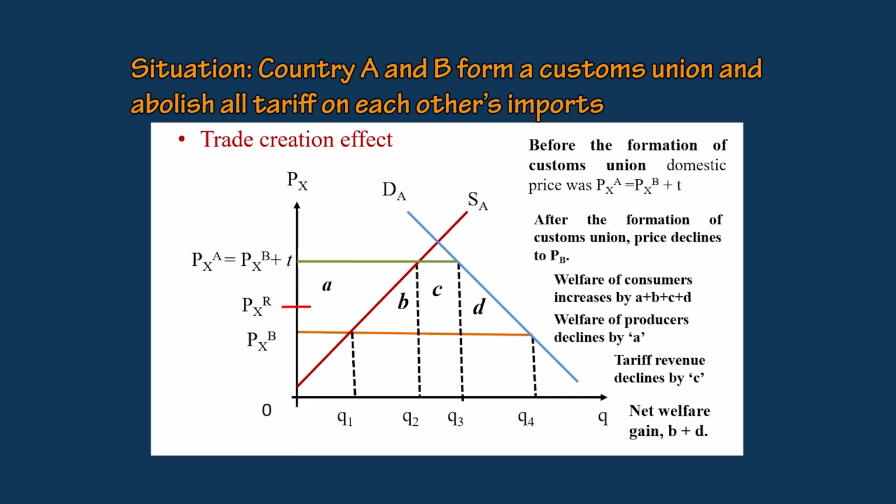What is the negative one? A and C. So if you deduct A and C from A plus B plus C plus D, what do you gain? There is a net gain of B plus D. So in this way, you can show that this is the trade creation effect. That means when the countries club together and form the regional trade agreement, there is a net benefit if you collaborate with a country which is more efficient compared to the rest of the world, compared to the other countries.